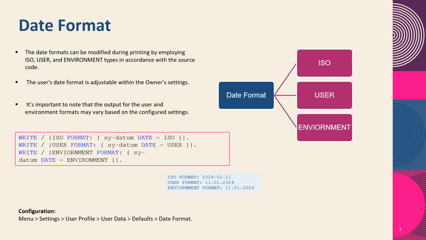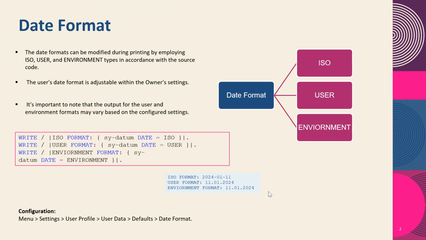It's very important to note that the output of all these three types can be different and is configured as well. For example, you can print the current date in ISO format, user format and environment format. You need to pass date equal to which format you want to print it: ISO, user or environment. Accordingly, based on the configuration, your output will be displayed like that. ISO format is this, and user format and environment format.